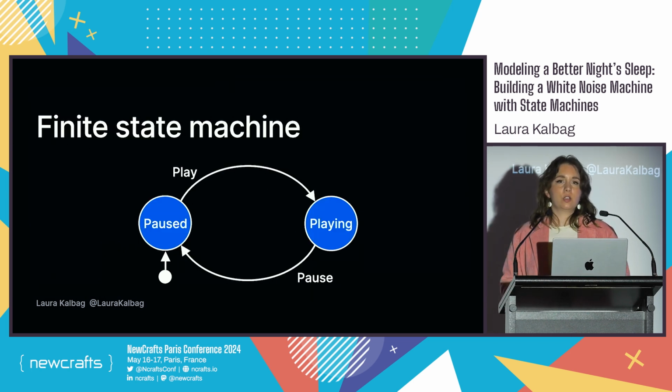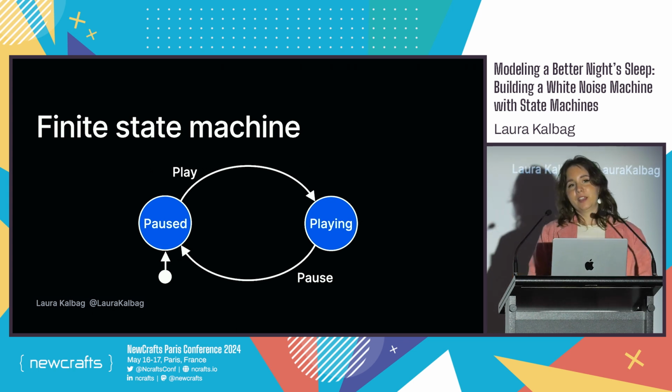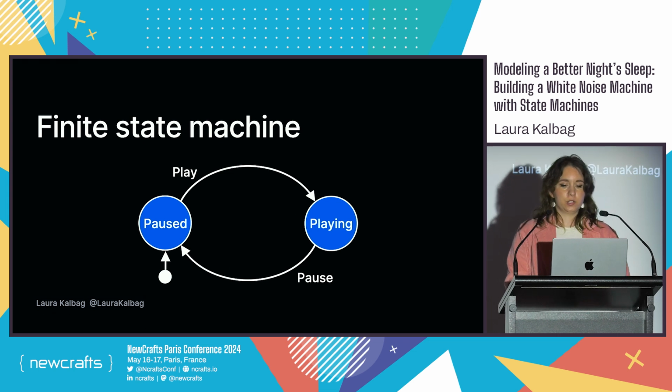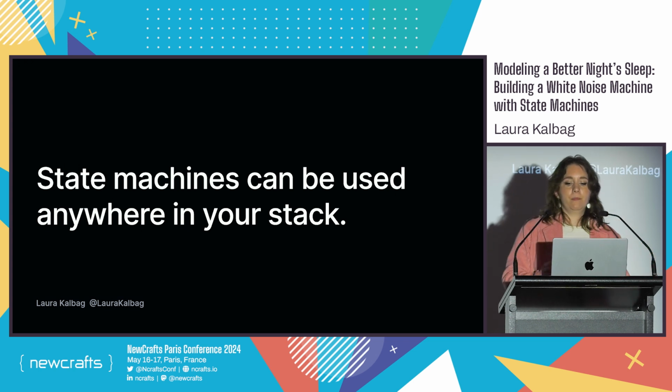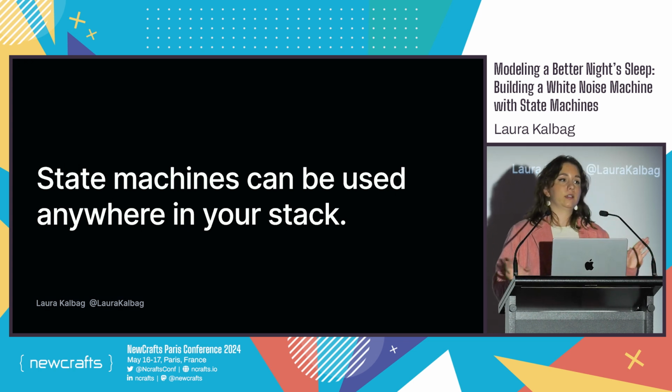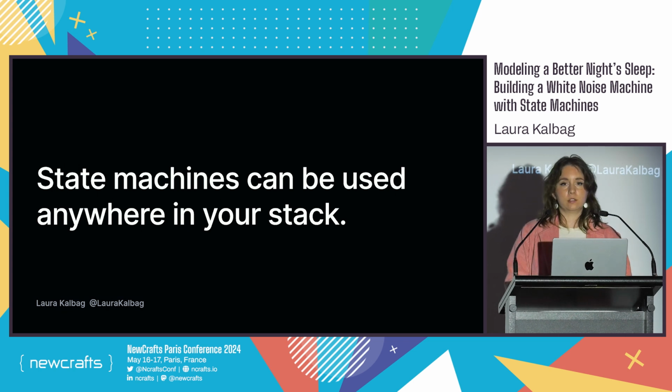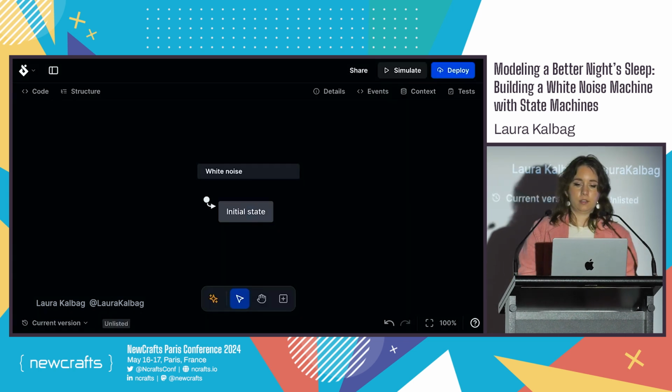So state machines are also a really great visual representation of our code, and we don't tend to get that very often, and it can tell us what our code should be doing. It's not always telling us what our code is doing, but what it should be doing. So I'm going to create a state machine for my white noise app. Before I start to do that, despite my example being quite front-end-y, state machines can be used anywhere in your stack. You're not limited to being front-end, and I will show you a few examples of that later.